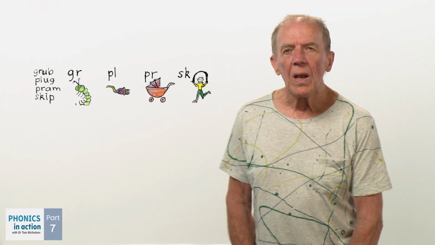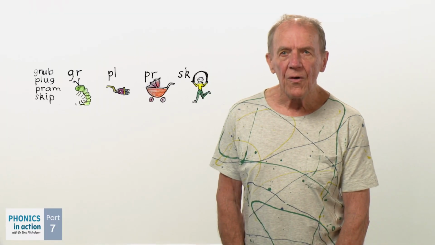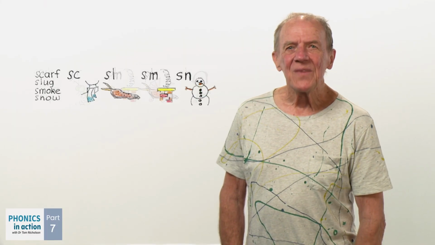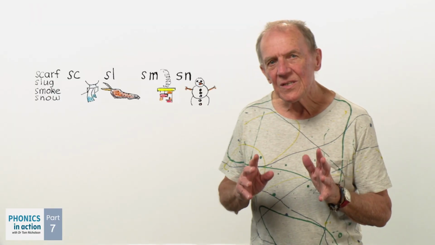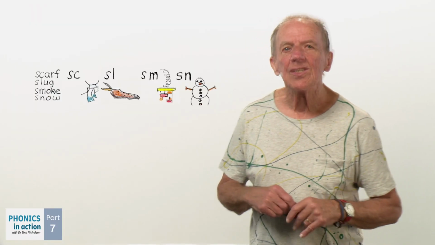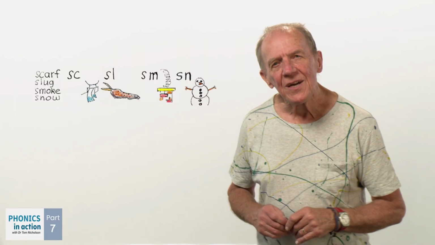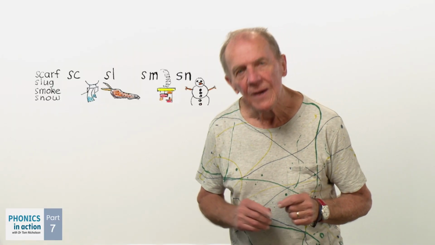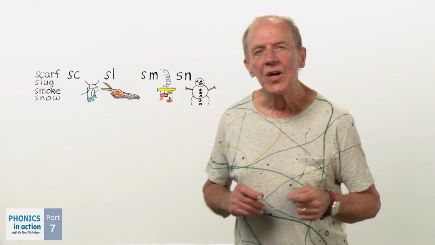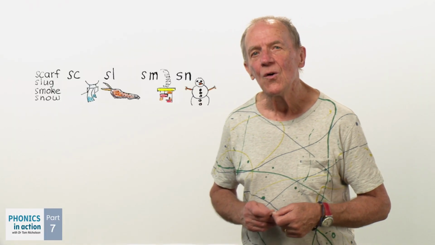Let's read the words on the sidebar. Grub, plug, pram, skip. Now we're looking at line 4. Sc, sl, sm, sn. Let's read the words on the sidebar. Scarf, slug, smoke, snow.